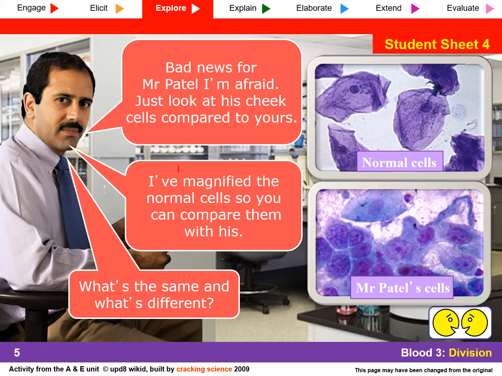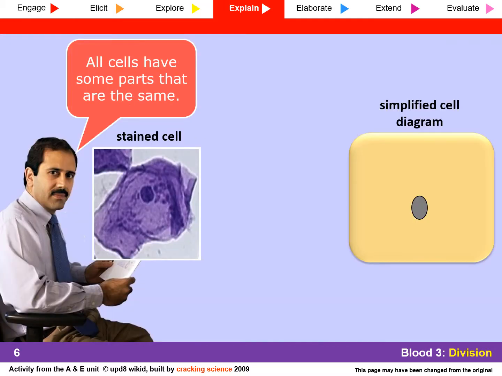So before we start to talk about cellular division and what that means for his health, we're going to have to talk about the different parts of a cell. So we have animal cells, and of course we have plant cells, and you need to make sure that you remember all the different parts, what they do, and how there's a difference between an animal cell and a plant cell.